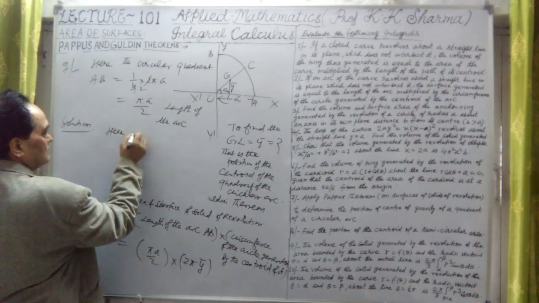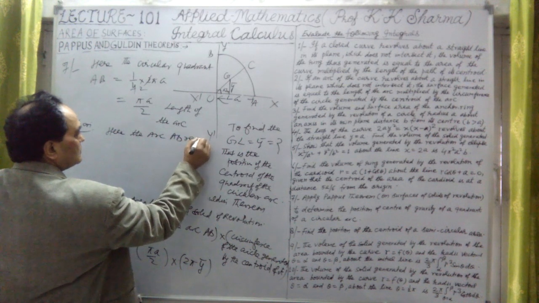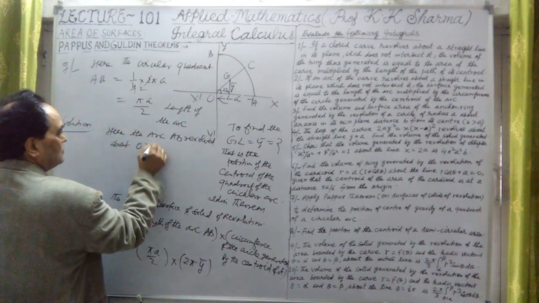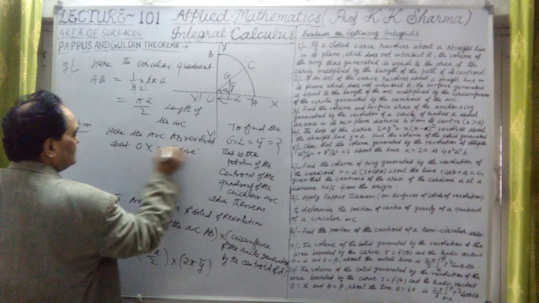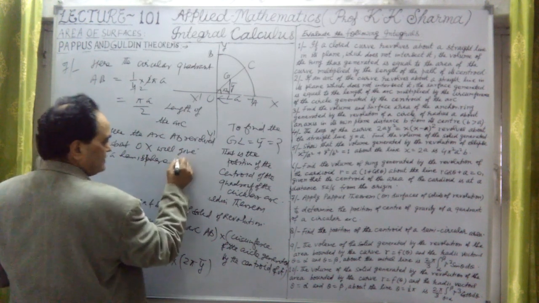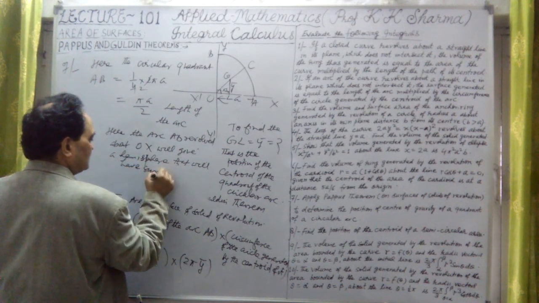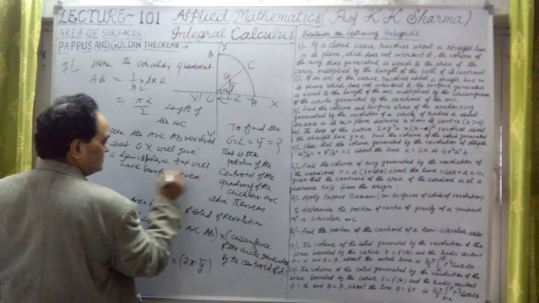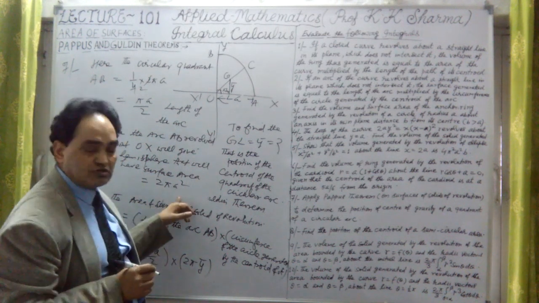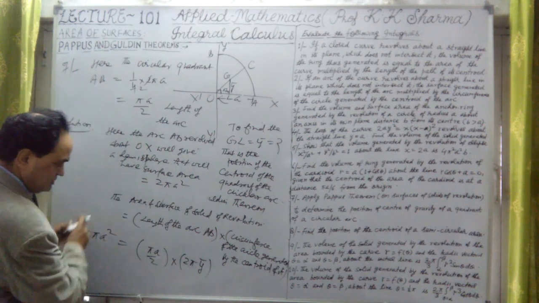Here, the arc AB revolved about OX will give a hemisphere that will have surface area 2 pi a square. We know 4 pi a square is the area of the whole sphere, but the hemisphere has 2 pi a square. Therefore, 2 pi a square, this area, is equal to this.